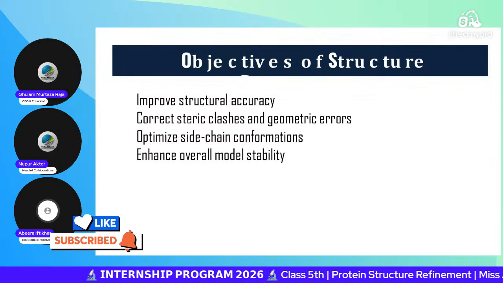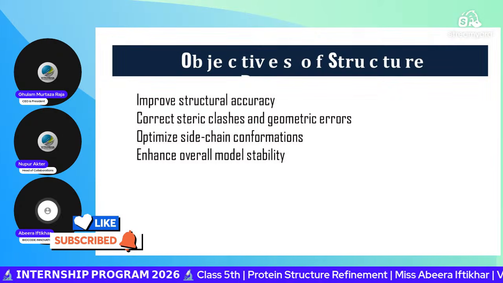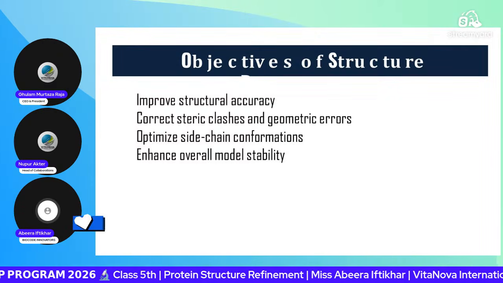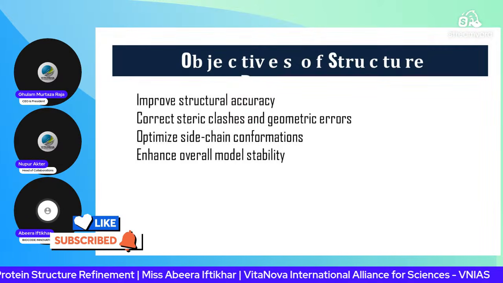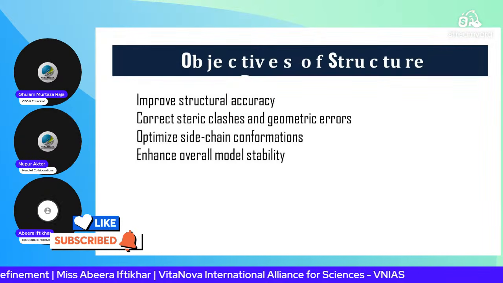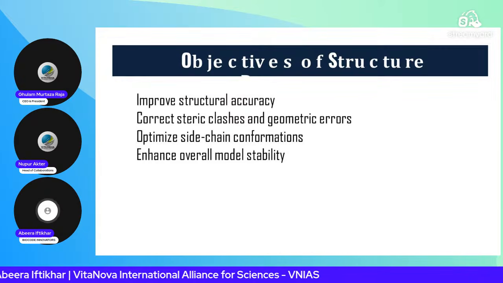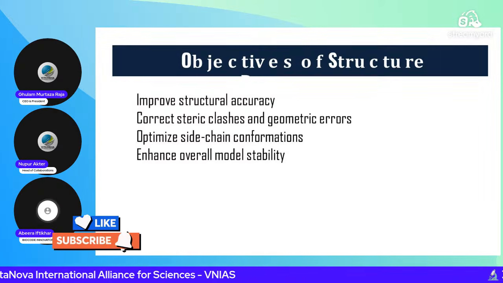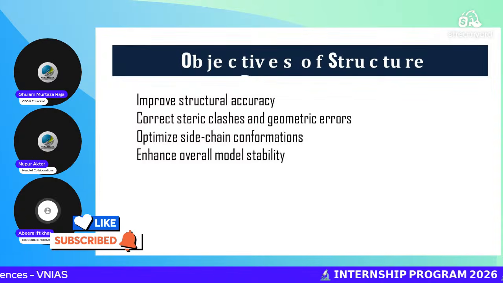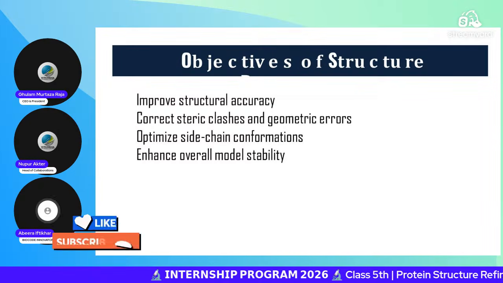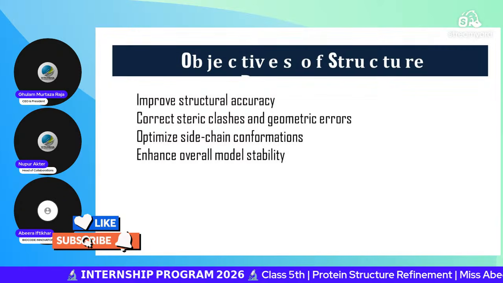We have to improve the structure accuracy, and we have to modify or stabilize our model. We have to optimize our side chain conformations. We have to change them, and if there is any repacking stability available, we have to move toward that. So we can correct any kind of steric clashes and any kind of geometric error. Next slide, please.